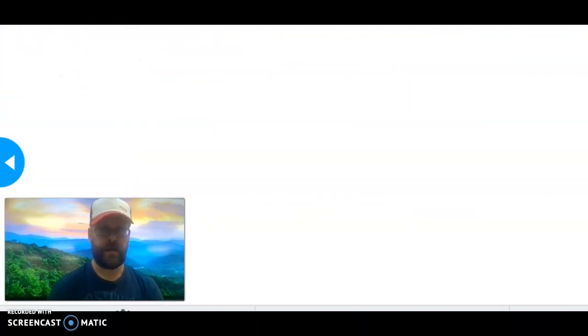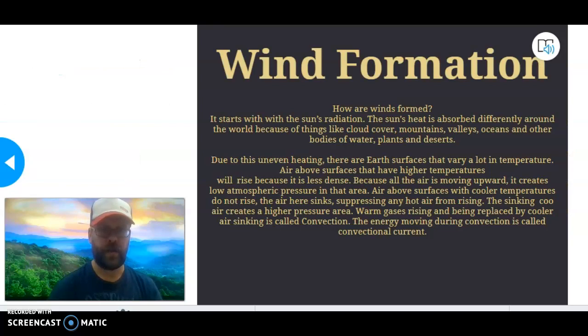Skip that, skip that. You can do that at home. How are winds formed? We literally just said this. It starts with the sun's radiation. The sun starts to heat up the Earth. Because the Earth is tilted and you have different parts of the Earth heating up differently, you get differences in air pressure. And when you have differences in air pressure, air moves from areas of high pressure to low pressure, just like we had when we were doing the balloon.